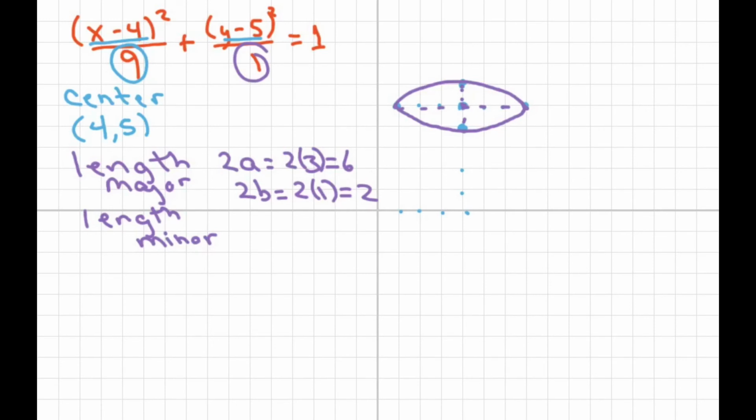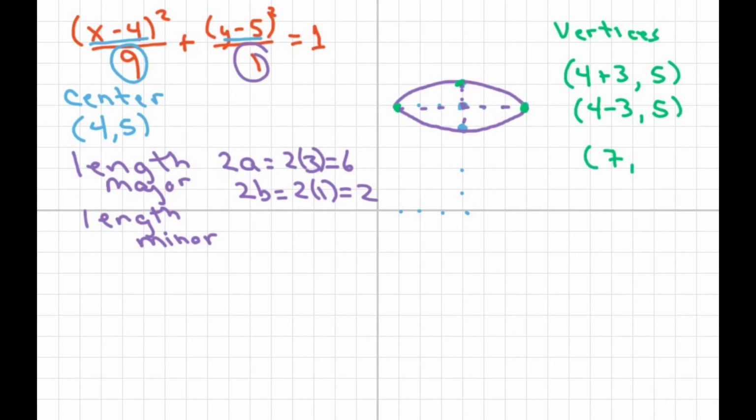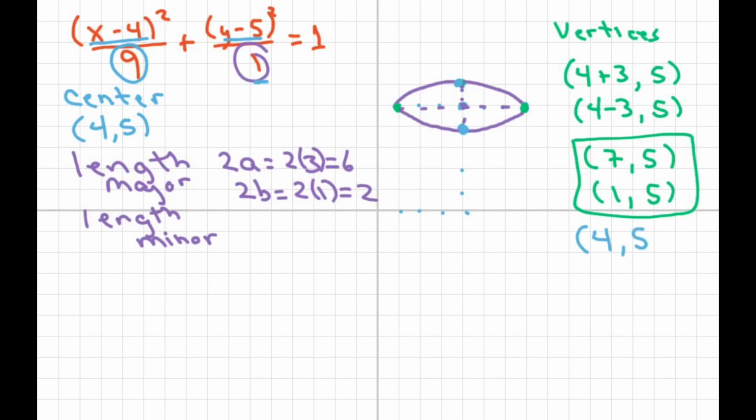And what else do we have to do? We have to find our vertices and our foci. So these are our major vertices right here, because that's where the foci is. So the vertices, what we did is we took our x, which is 4, we added 3, and I'm just going to copy my 5 down for the y, and we subtracted 3. So my vertices are going to be 7, 5, and 1, 5. My co-vertices are these right here, the smaller number. So I'm going to copy down my 4. I'm going to take my 5, and I added 1, and I also subtracted 1. So that's going to be 4, 6, and 4, 4. And these are your co-vertices.